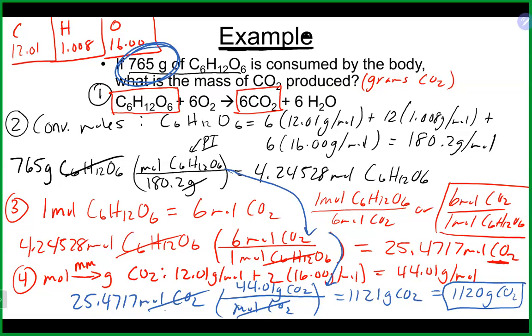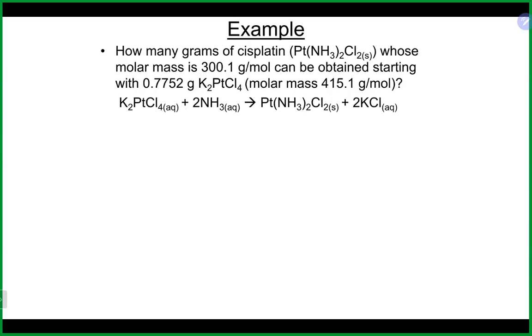One last one here to confirm how good we are at this now. All right, so we've got an even scarier looking equation. How many grams of cisplatin, molar mass 300.1 grams per mole, is obtained from 0.7752 grams of K2PtCl4, molar mass? They were nice enough to go to the periodic table for you, so you don't need any of that. Those are the numbers that you need from the periodic table.